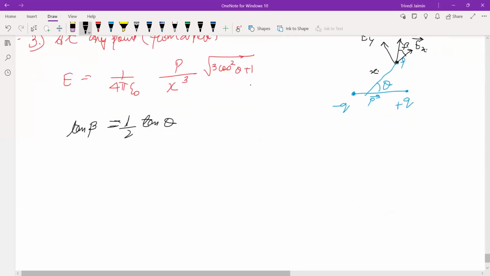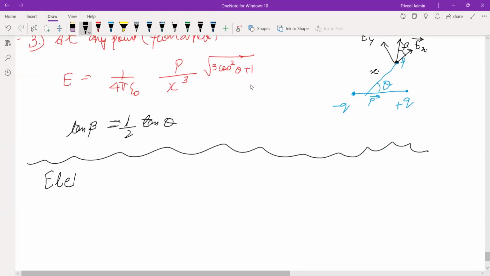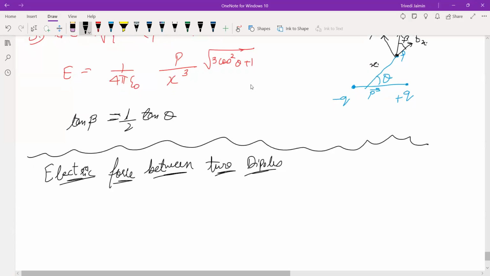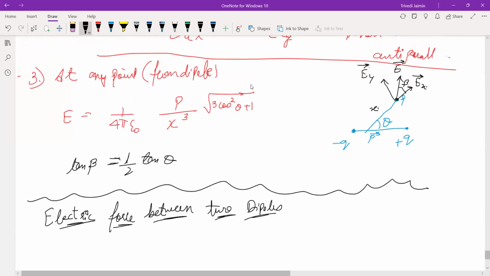Okay, some formulas which will be required, we'll write that. Electric force. I forgot C here. I've done writing this one.